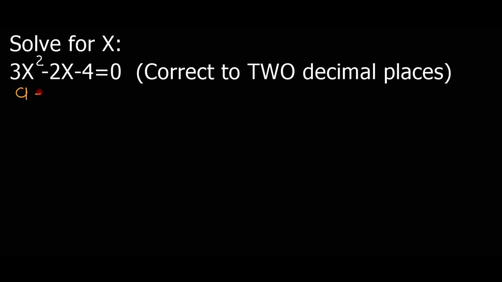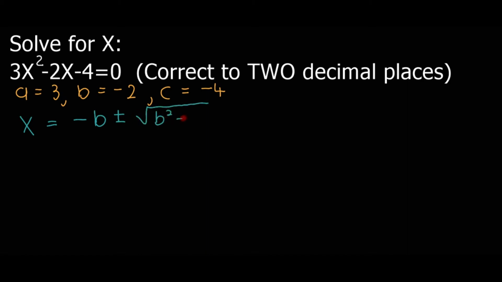So your a in this case is 3, and then your b is -2, and then your c is -4. So from there we will apply the quadratic formula. The quadratic formula says x is equal to -b plus or minus the square root of b squared minus 4ac, and then divide by 2a. From there we will substitute a, b and c in this formula.